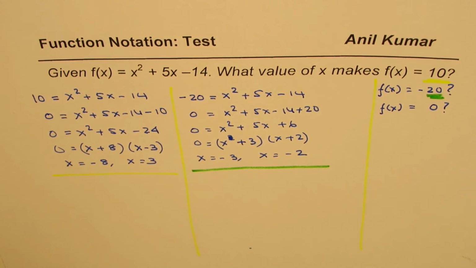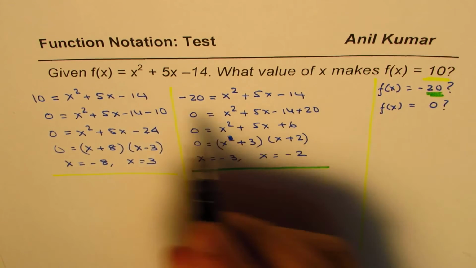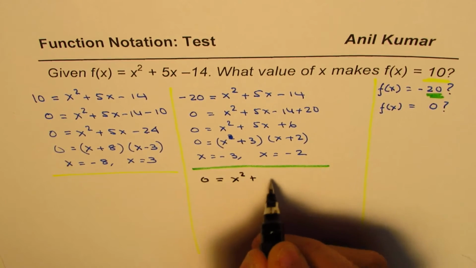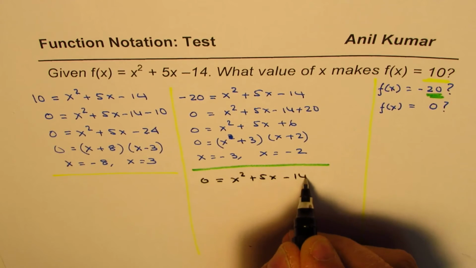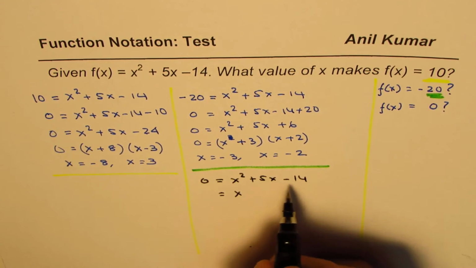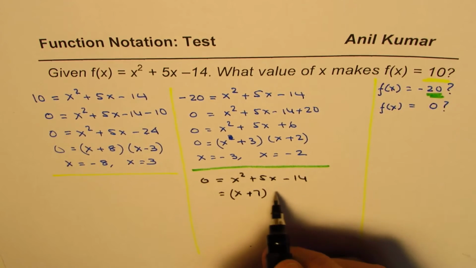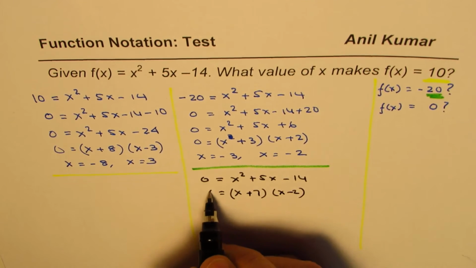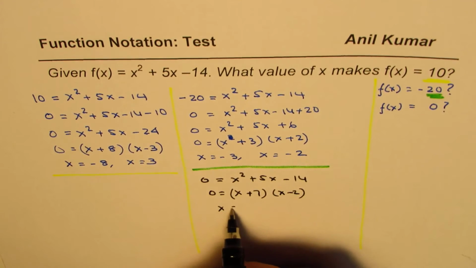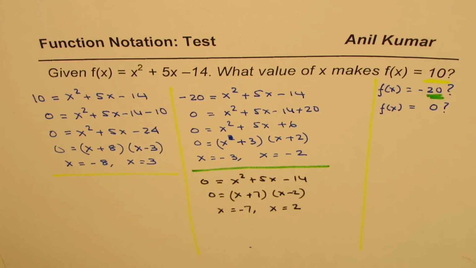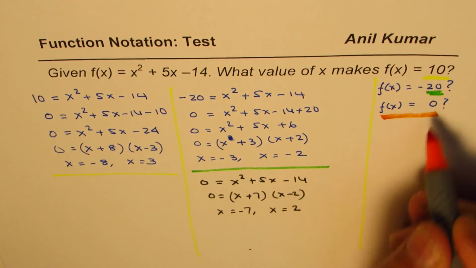Now shall we do it for 0 also, or should I leave it for you? Okay, let me just quickly do it for you. So f of x is 0, that means 0 equals x squared plus 5x minus 14, and 14 is 7 times 2, right? 7 positive, 2 negative. And that gives you x equals minus 7 or x equals 2. So that is the solution for f of x equals 0, right?